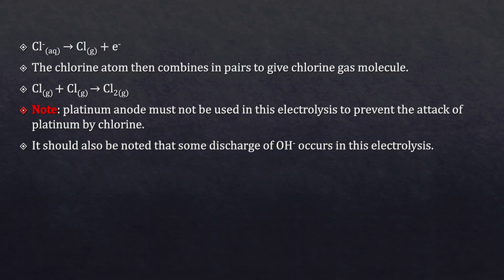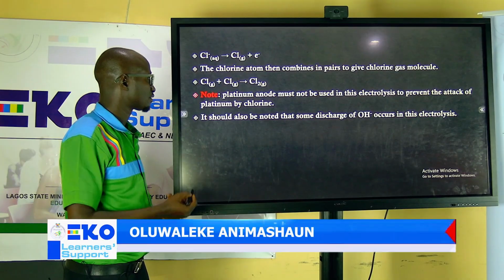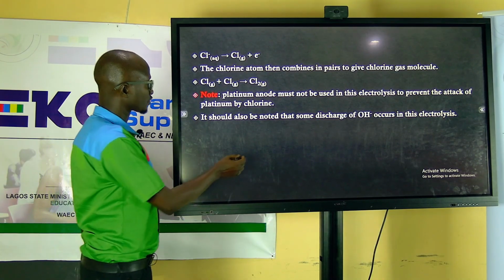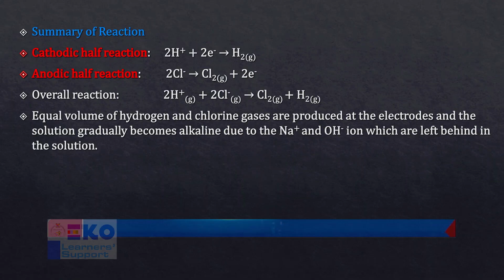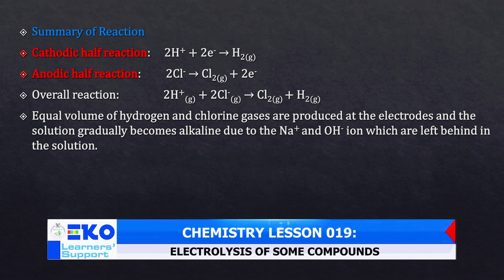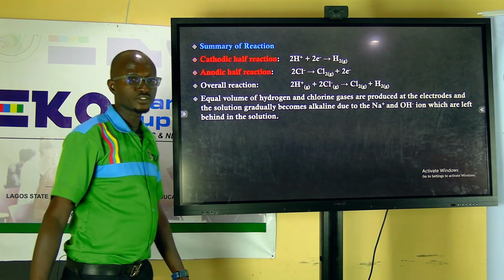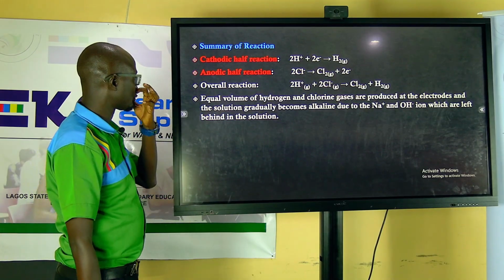Also, it should be noted that some discharge of OH minus occurs in this electrolysis. Yes, just a little. But majorly it is what? Cl2, because chlorine is the one that is favored because of its high level of what? Concentration. So this is a summary of the reaction. As we have said, hydrogen is discharged at the cathode, and chlorine is discharged at the anode. So this reaction alone tells us that reduction occurs at the cathode and oxidation occurs at the anode.